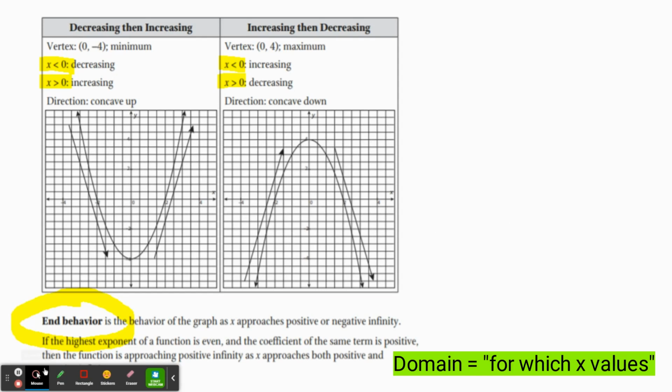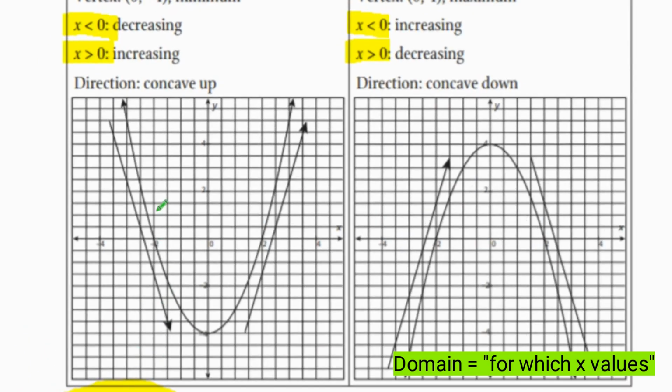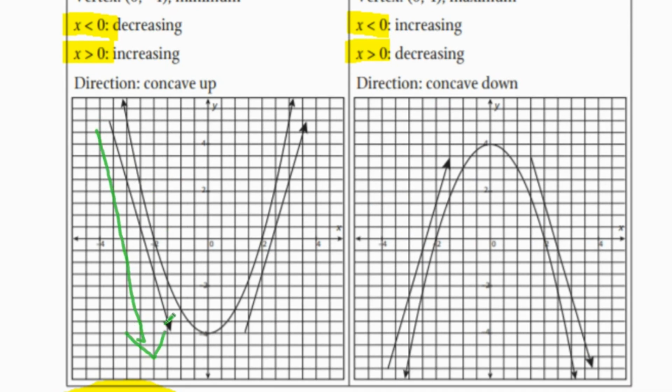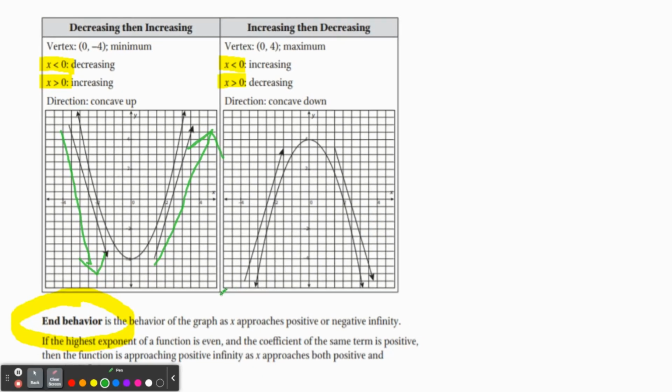The function on the left here says that when x is less than 0, it is decreasing. And clearly, when x is less than 0, we're on the left side of the graph, and it is decreasing. And on the right side, it is increasing. And the opposite is happening in the other graph. It starts to increase first, and then decreases.